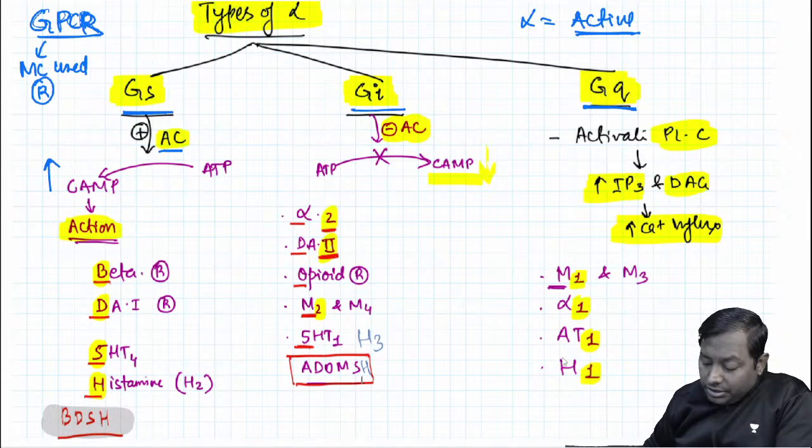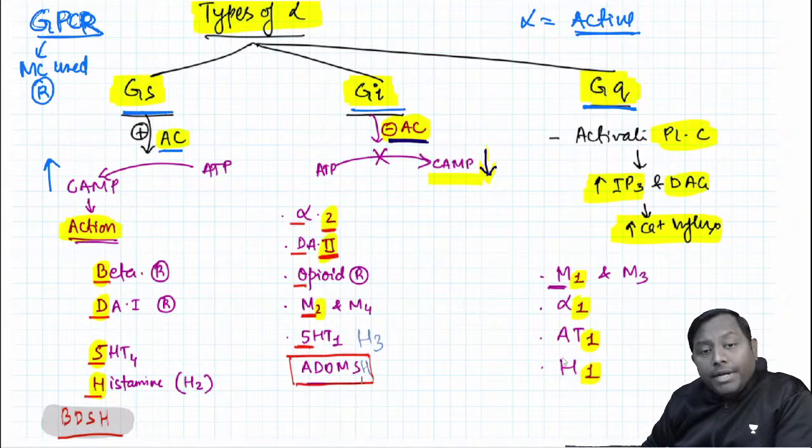Then we have GI, which is going to act via inhibiting ATP conversion to cAMP. That will be done by inhibiting adenylyl cyclase. So ATP breakdown to cAMP will be decreased.